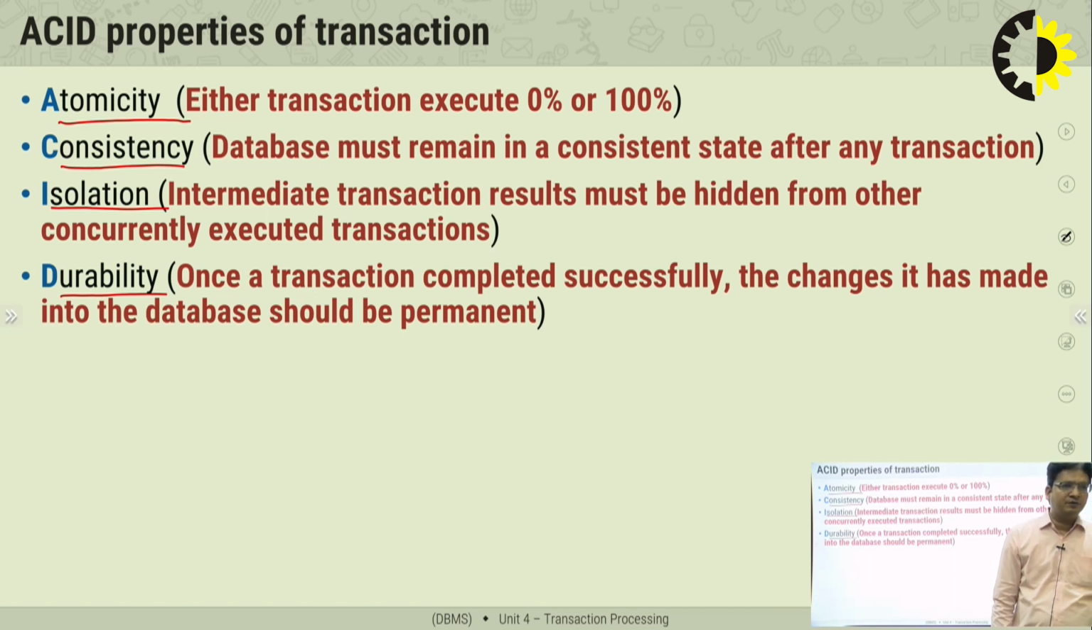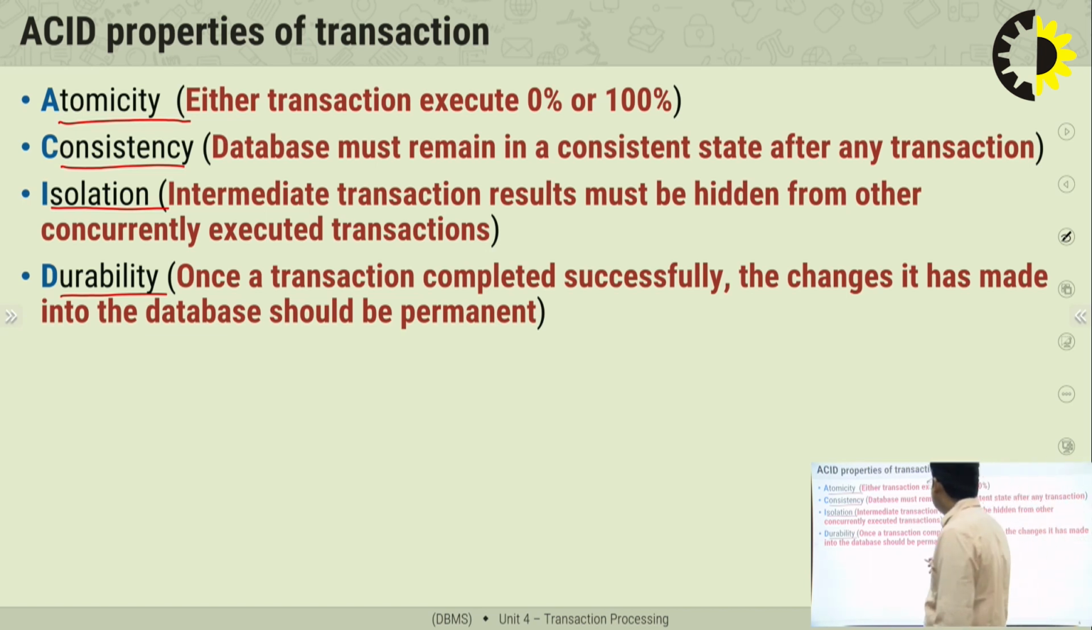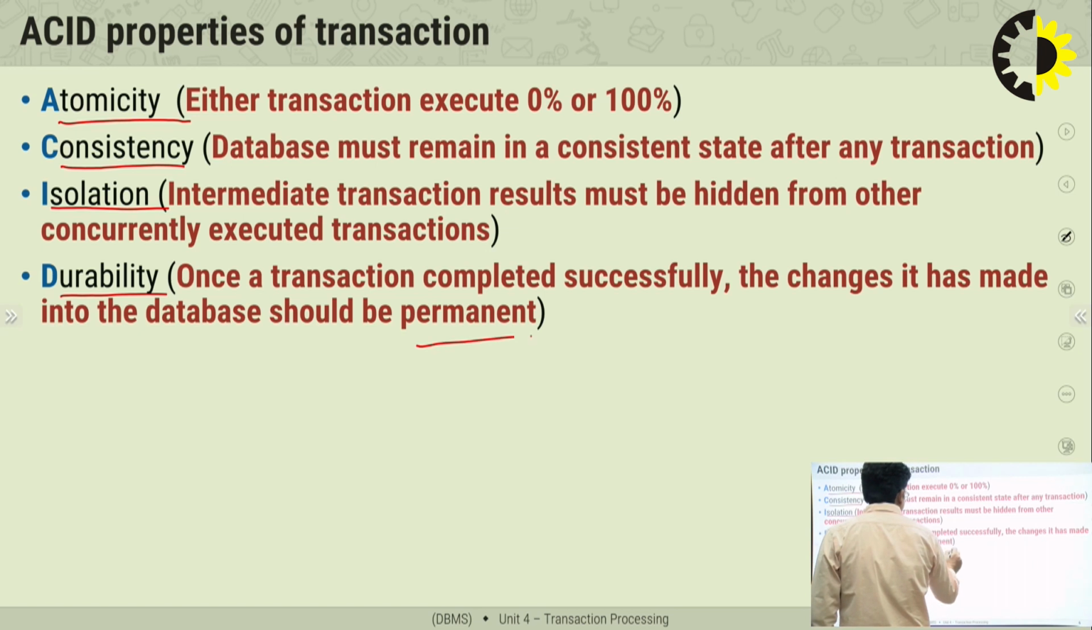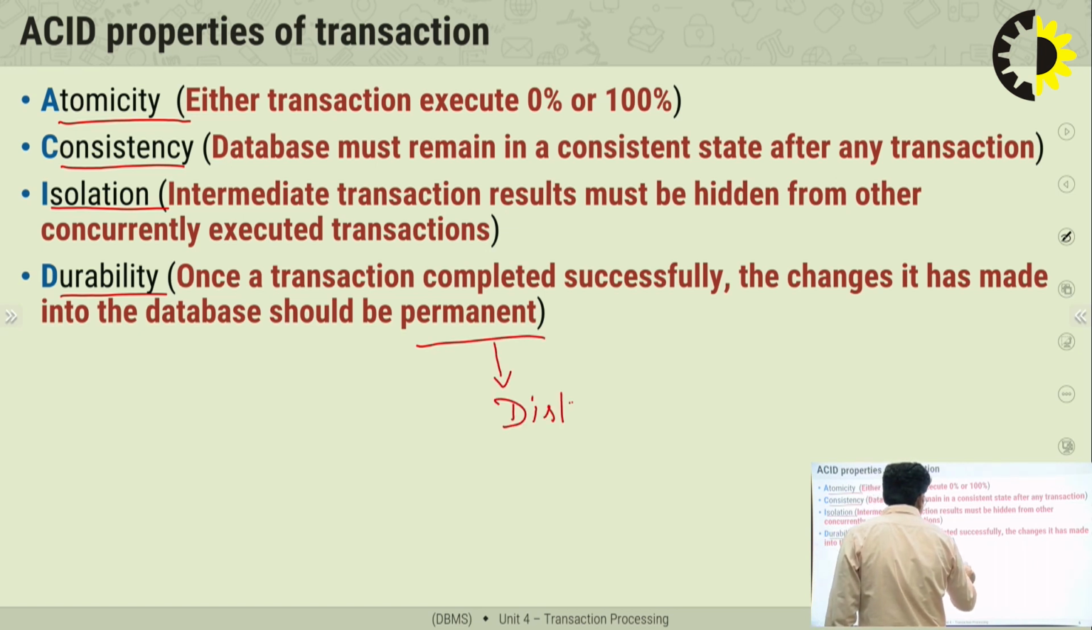The last property is durability. Durability means that once the transaction has completed successfully, the changes it has made to the database must be permanent. That is, they must be reflected in the disk. Once it is done, then we say it is committed.